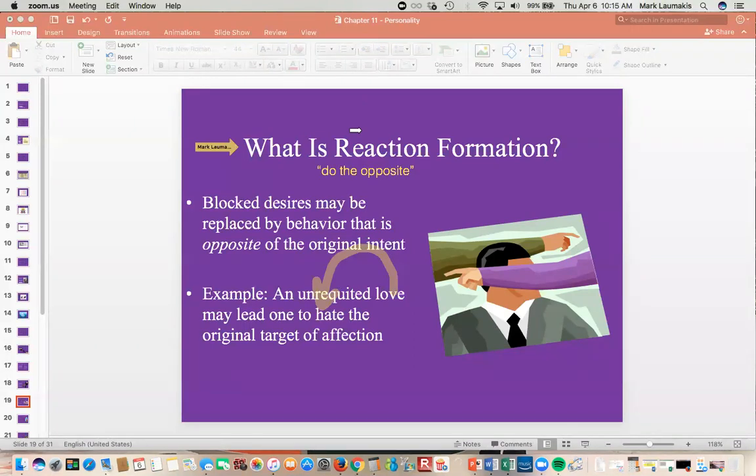So he's going to tease her or pull her hair or chase her around during recess, something like that, okay? So we've got repression where we just bury it, displacement where we drag it and drop it somewhere else, reaction formation where we do the opposite, okay? We're making some pretty good progress here.